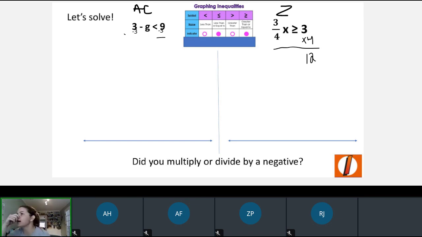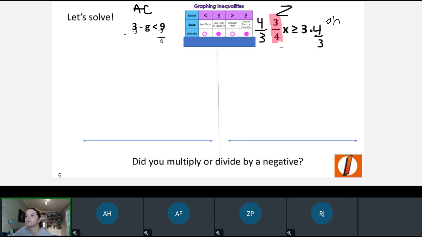Hey, Zachary, before you do that, remember that this fraction here, we have to multiply by the reciprocal. So if we just multiply by 4 on both sides, we're still going to be left with this 3. So we want to go ahead and multiply both sides by 4/3 because that's going to totally get rid of the 3/4. So go ahead and multiply it by 4/3 on the other side as well. So you'll multiply by 4/3 over here.